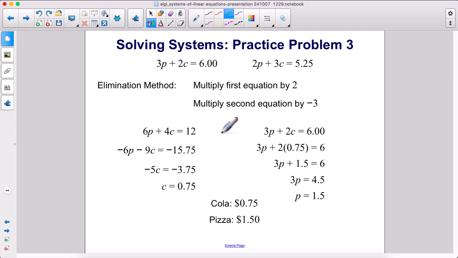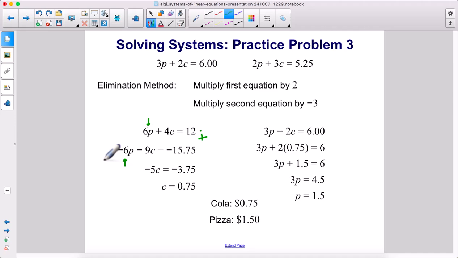We're going to use the elimination method. We're going to add the 2 equations together, but we're going to change them slightly so that something gets eliminated. We're going to multiply the first equation by 2 so that this 3p becomes a 6p. We're also going to multiply this equation by negative 3 so that this 2p becomes negative 6p.